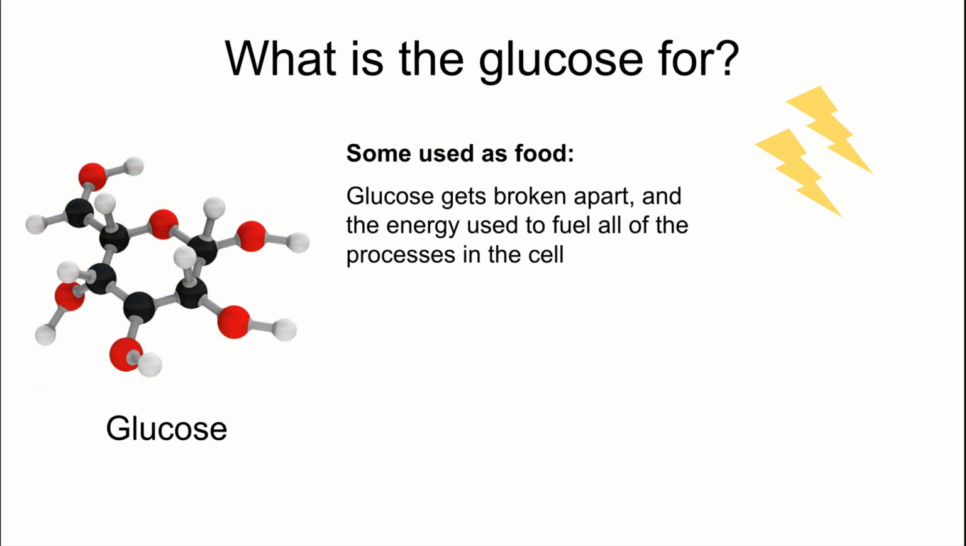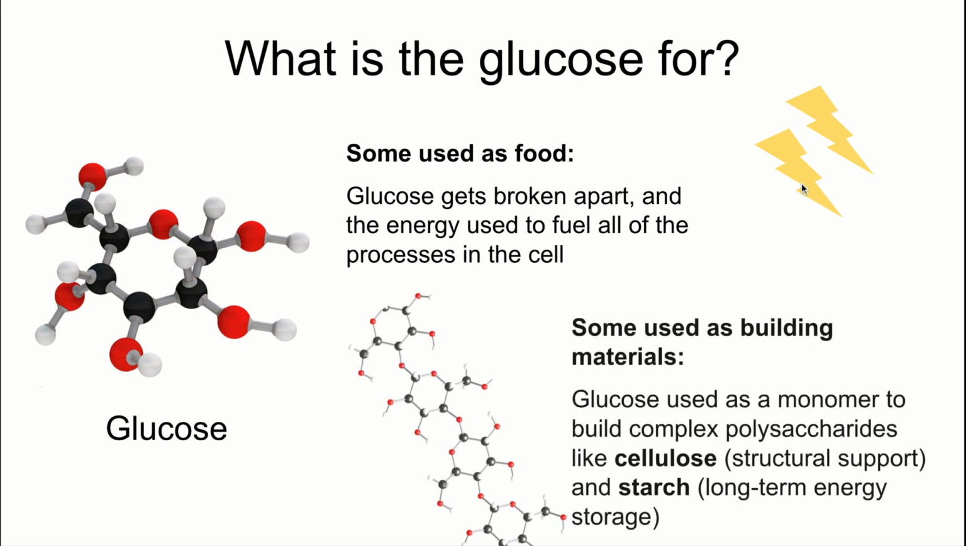Some of the glucose is not used as food, it's used as building materials. You learned this two weeks ago with biological molecules. Some of that glucose is used as a monomer to build complex polysaccharides like cellulose, which make the structures of the plant, and also starch, which is what plants use for long-term energy storage.